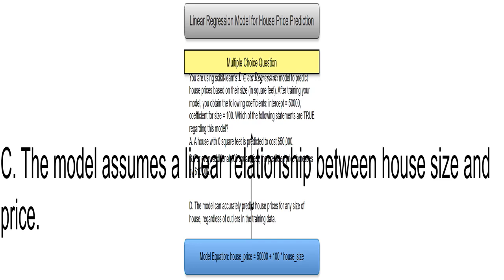This is the core of my linear regression model. I've got the equation: house price equals 50,000 plus 100 times the house size. The 50,000 is the starting price, the intercept, and 100 represents how much the price increases for each extra square foot, the coefficient or slope. It's a simple formula that shows a linear relationship between house size and price.